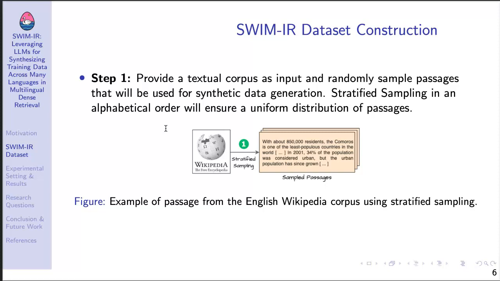Next, since we now have a brief overview of the SwimIR dataset, let's talk a bit about how we constructed it. The first step, as usual, is that we need to find a text corpus as input, from which we randomly sample passages and use them for synthetic data generation. In our work, we choose Wikipedia from different languages, and we sample these Wikipedia passages to generate the training data.